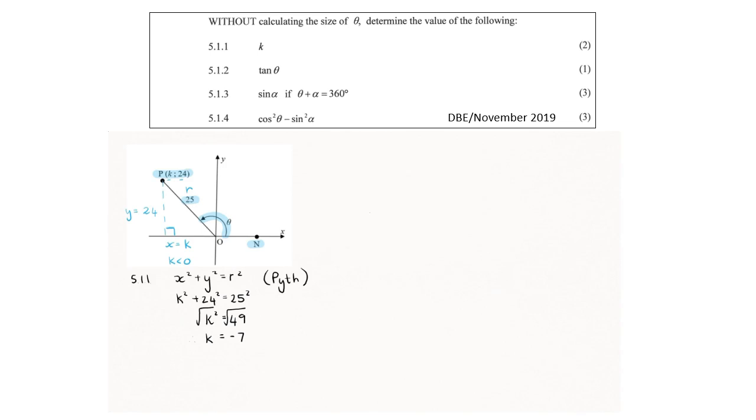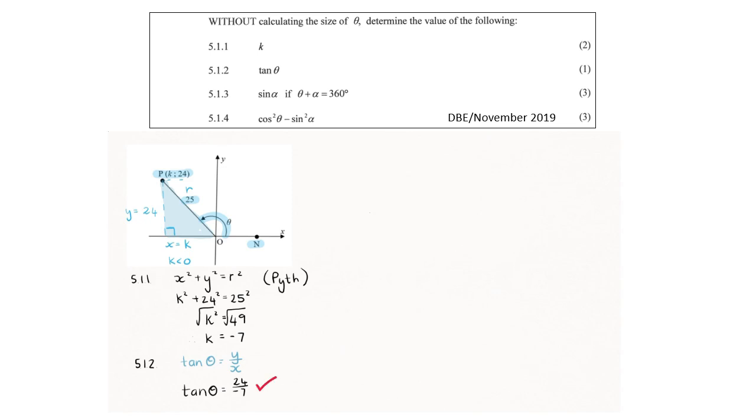In the next question, we need to determine the value for tan theta. And remember, we are not allowed to determine the value of theta because we can only do that using our calculators. So we have to use the triangle to determine tan theta. We know that tan of theta is equal to the opposite side divided by the adjacent side, or in this case, y over x. The value of y is 24. We determined the value of x in the previous question. It's negative 7. And therefore, tan of theta is equal to negative 24 over 7. For this answer, you get 1 mark.